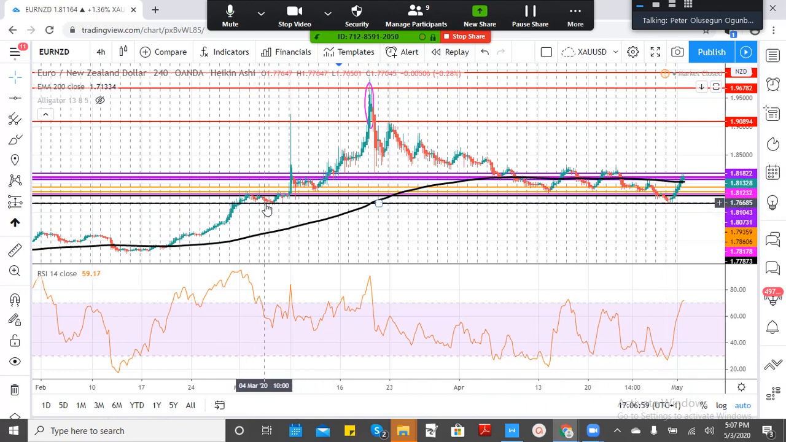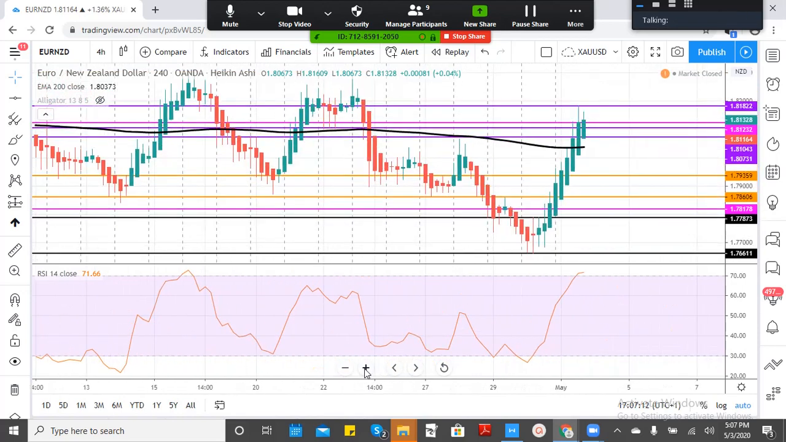Look at here. Very important support here. It has been a very important support. So the price might not go beyond this. So the price is moving up. It's going to buy again. So to now zoom back. So this line is 1.76611.